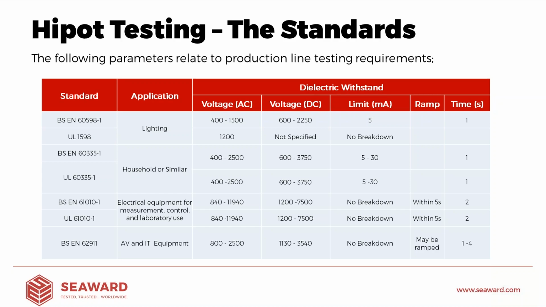So within the standards, the tables are a little bit more prescriptive than maybe the table you see on screen, and they will define the voltage generally by the type of product, the operating voltage, and the method of safety. So whether it's a class 1 or a class 2 product, most standards will give guidance as to the correct voltage to perform in those different circumstances.